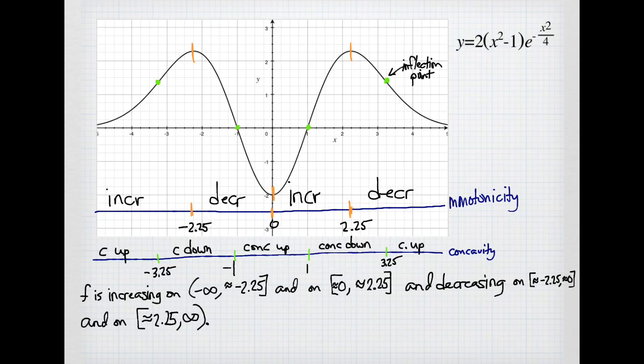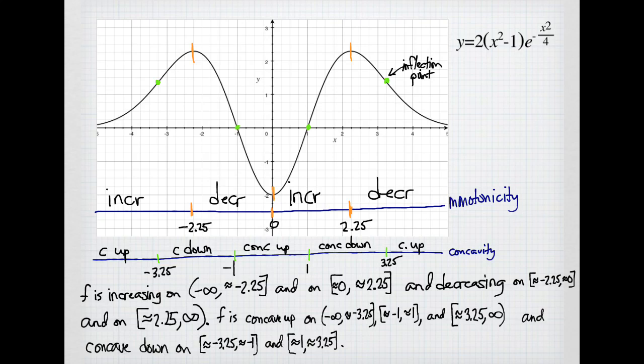And so we can write our sentences. First we say f is concave up on our 3 intervals, negative infinity to our estimated point at negative 3.25, between the approximate points negative 1 and 1, and again from our approximate point 3.25 on to infinity. And then we add that the function is concave down on our approximate intervals from negative 3.25 to negative 1, and from 1 to 3.25.